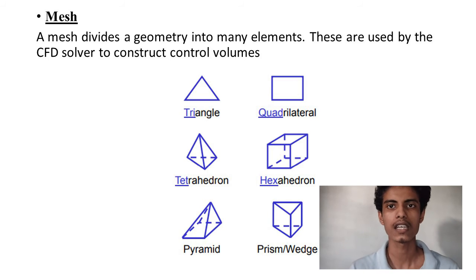Mesh. A mesh is a representation of a large geometrical domain by smaller discrete cells. Meshes are commonly used to compute solutions of partial differential equations, render computer graphics, and analyze geographical and cartographic data. They are used by the CFD solver to construct control volumes. The common mesh shapes are triangle, quadrilateral, tetrahedron, hexahedron, pyramid, prism or wedge.